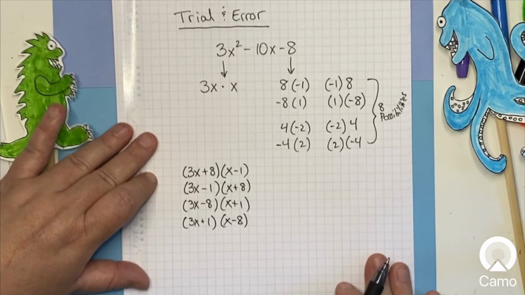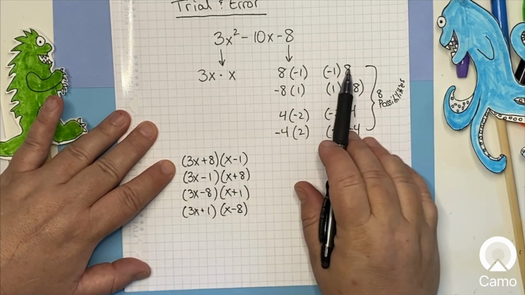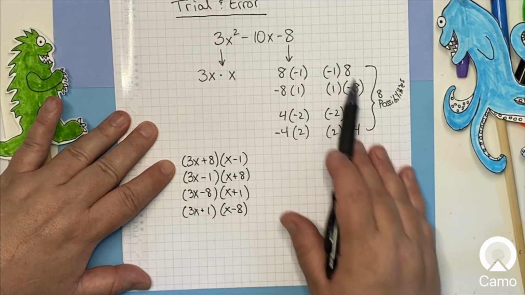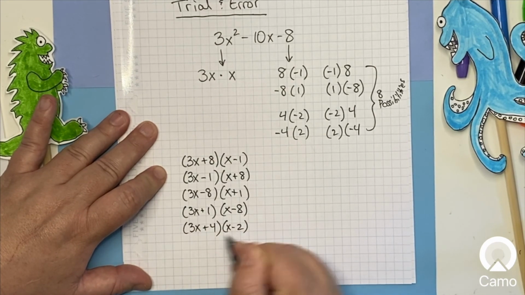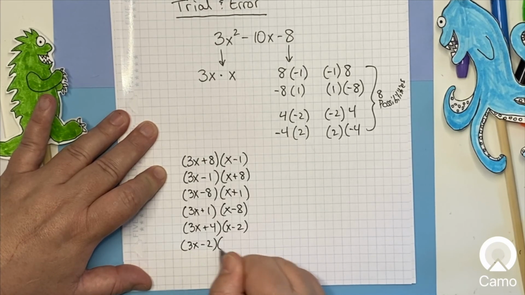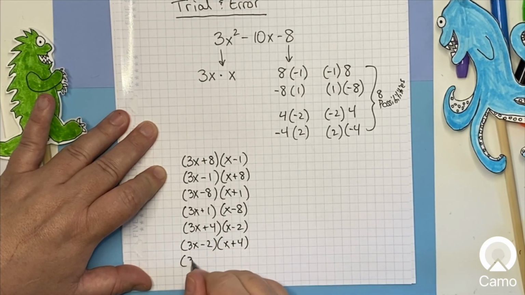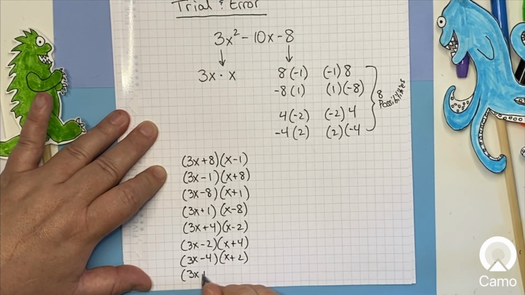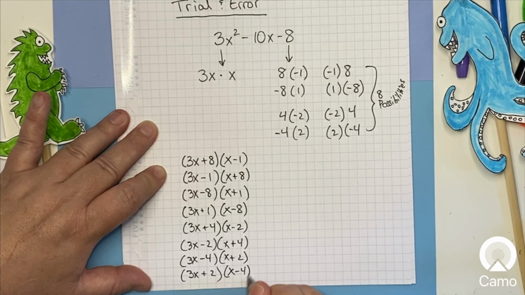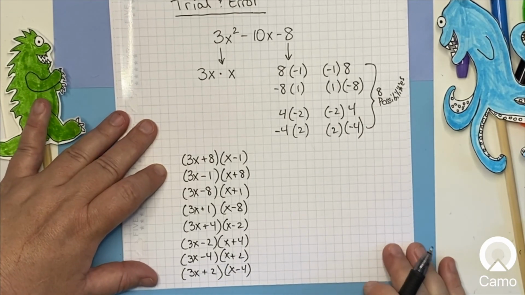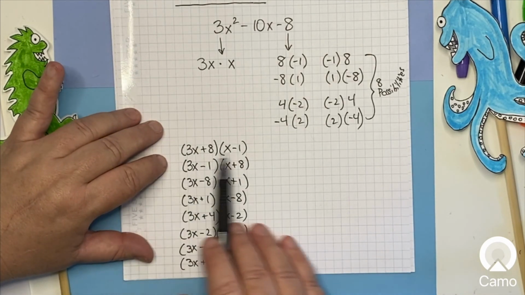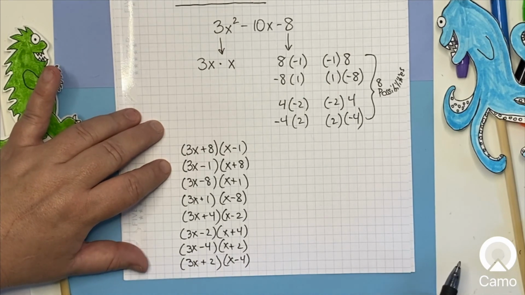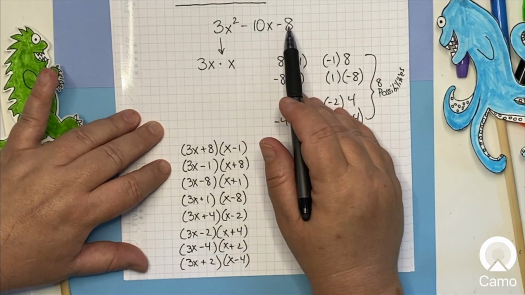So those are the 1s and the 8s. I'm doing these, I'm going across like this. So this is all 4 of those. And then I've got 3x plus 4, x minus 2, 3x minus 2, x plus 4, 3x minus 4, x plus 2, 3x plus 2, x minus 4. So again, this is not a fast method. What you're doing is you're working through and writing out all the different possibilities. These are all the ways to break down 3 and -8.